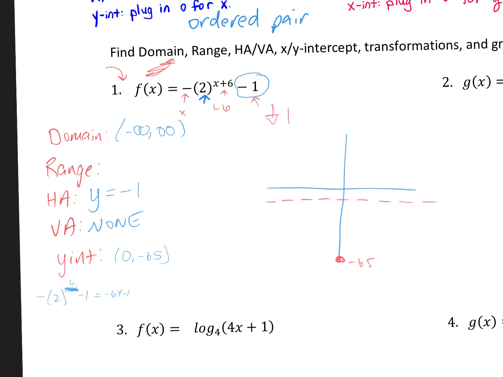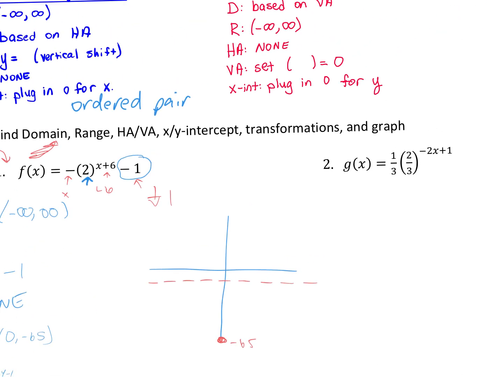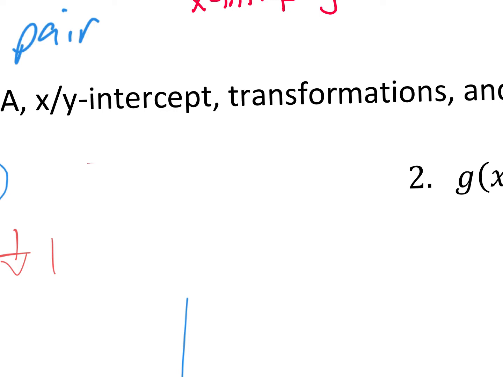So let's plug in -1 and +1 and see what we get. If I plug in -1, I'll do it up here. I have -2 to the -1 plus 6 minus 1. What's -1 plus 6? 5. So what's 2 to the 5th power?